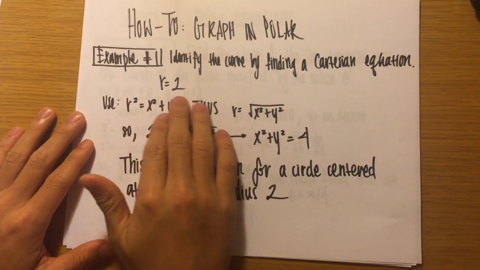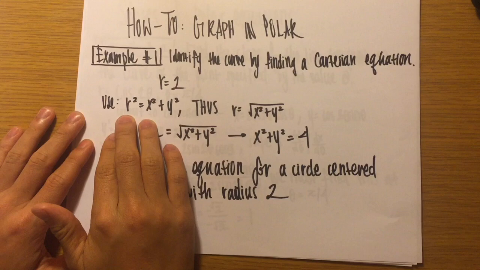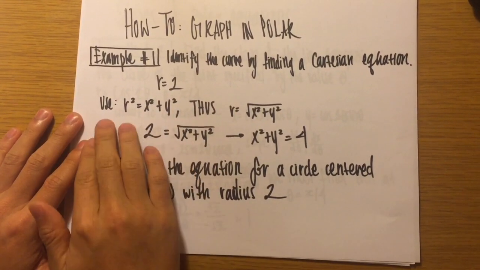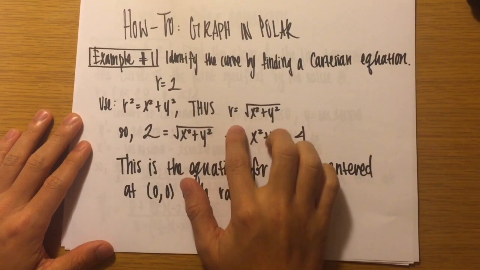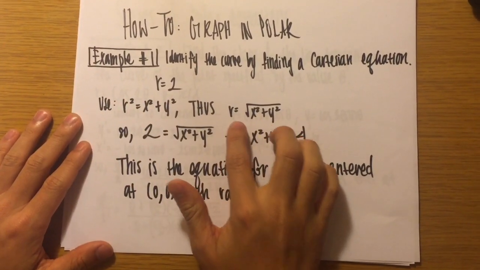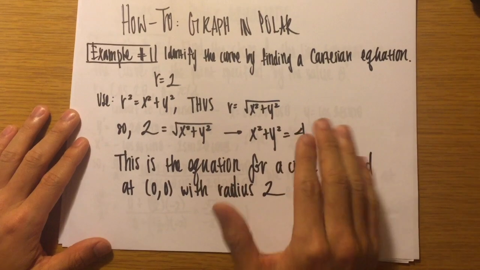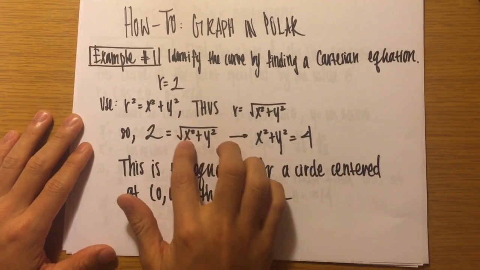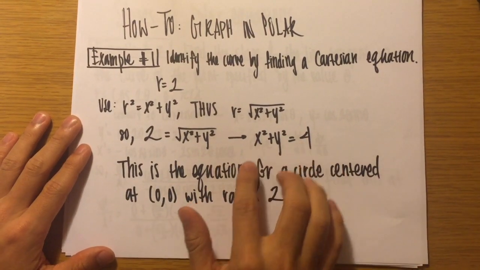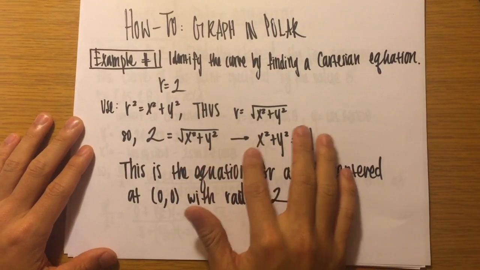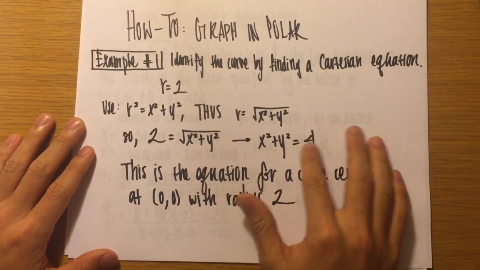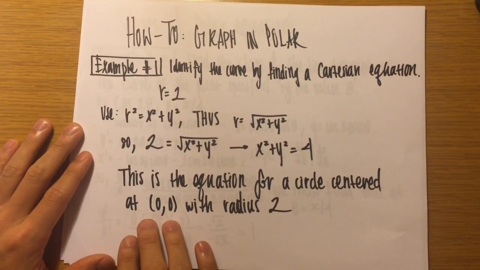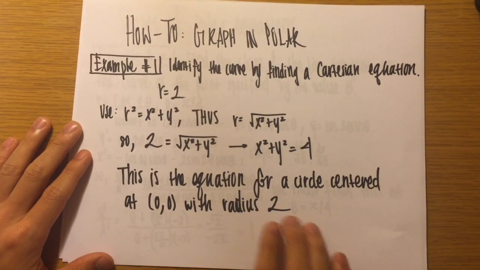Since we are using r equals 2, we have to use the conversion that involves r in terms of x and y, and this is the equation. Thus, you just square both sides and you get r equals the square root of x squared plus y squared. So 2 equals this, and squaring both sides now, x squared plus y squared equals 4. And now this is the equation for a circle centered at (0, 0) with radius 2.